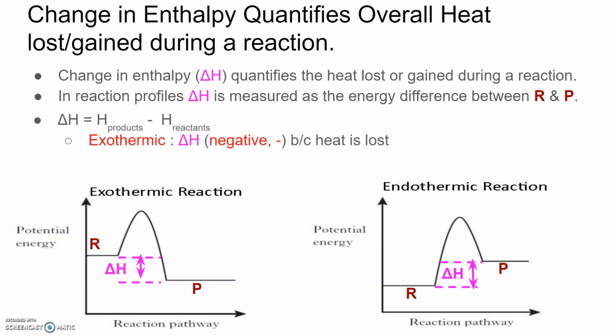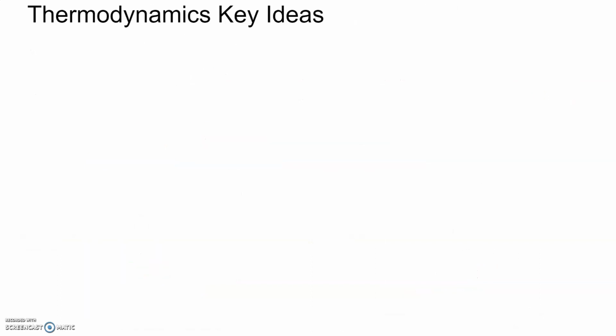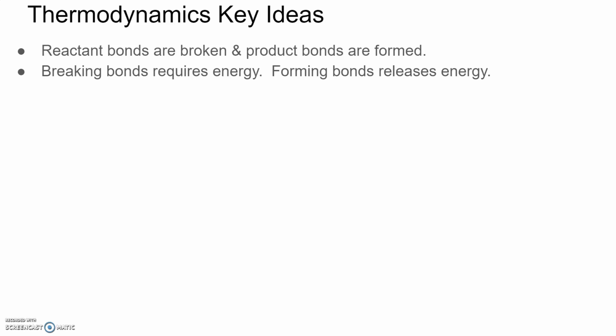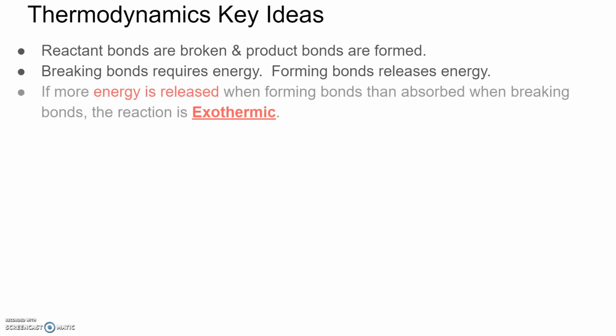Now for an exothermic reaction, delta H will be negative because, of course, heat is lost. But for endothermic, it will be positive because heat is gained. So here are some key ideas. During a chemical reaction, reactant bonds are broken and product bonds are formed. The breaking of bonds requires energy, and the forming of bonds will release energy.